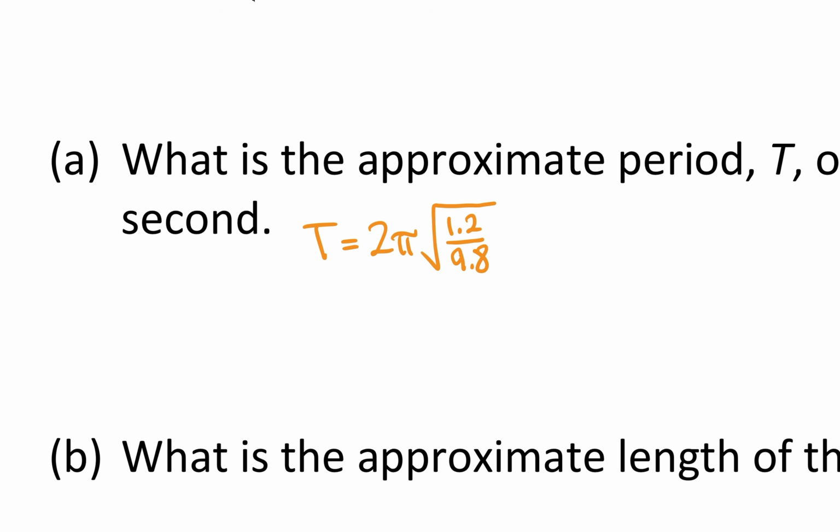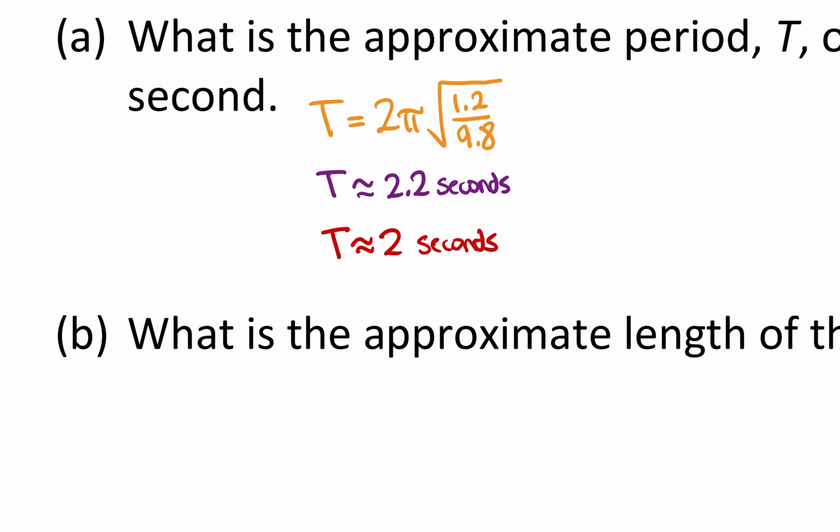Now, when you type this into the calculator, you're going to get t is approximately equal to 2.2 seconds. But they want us to round to the nearest second. That means the nearest whole number. So looking at this, the solution will be t is approximately 2 seconds. And that's your solution. Very simple. Just plug it into the formula, substitute it into the formula, and you're good to go.